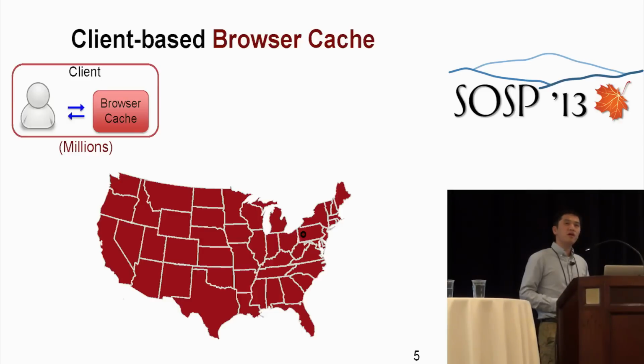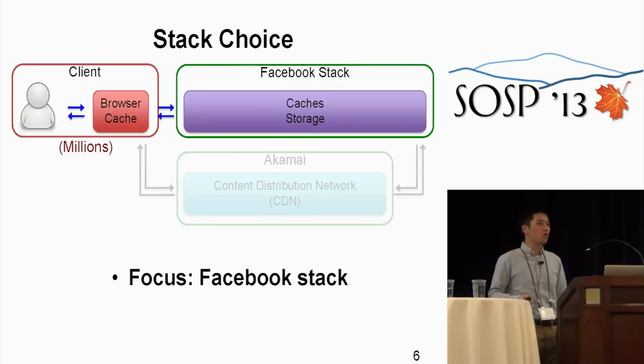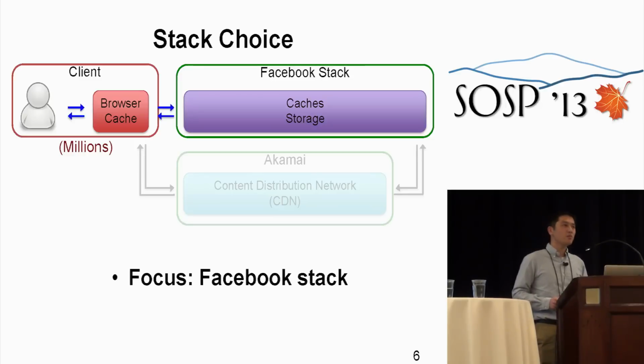If the photo is not found in the browser, then the browser needs to download the photo based on the URL from the Facebook stack, where, as I mentioned, they have both storage and cache servers. It's also known that Facebook uses CDNs like Akamai to serve a small set of photos. But in our work, we only focus on the Facebook stack, where we have access to every layer.